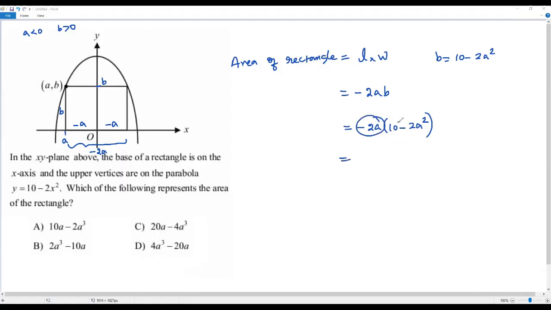When I multiply negative 2a and 10, I get negative 20a. Negative times negative will become positive, 2 times 2 is 4, and a times a squared is a to the third power. We can write 4a cubed first, and then negative 20a. Here I got the area of the rectangle in terms of a. We find 4a cubed minus 20a in answer choice D. The correct answer choice for this question is D.